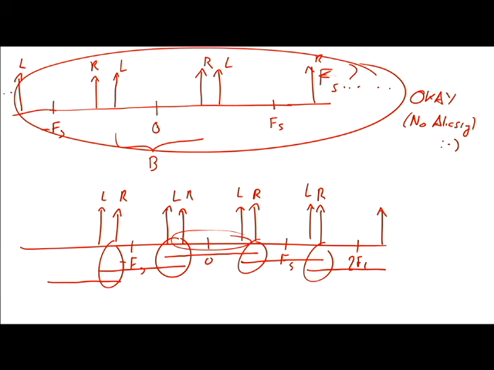So what was Nyquist? Nyquist was FS greater than or equal to 2B, the bandwidth of the signal.